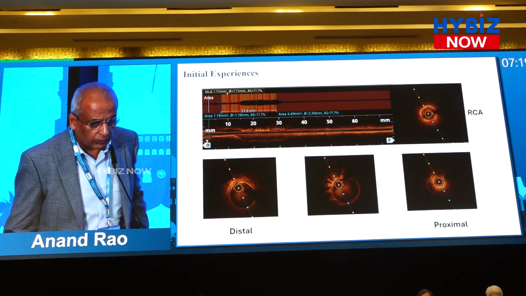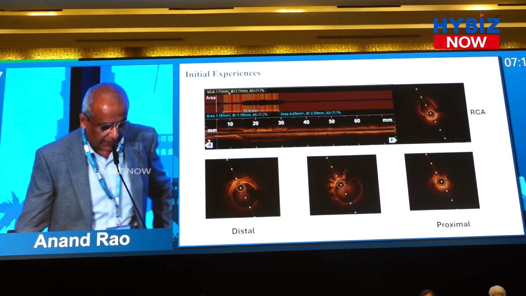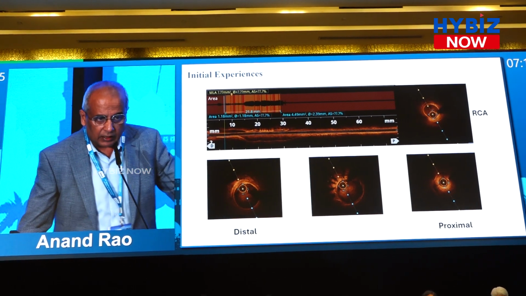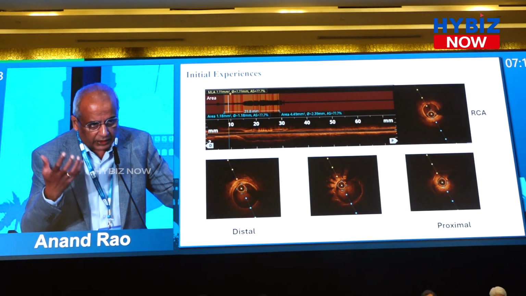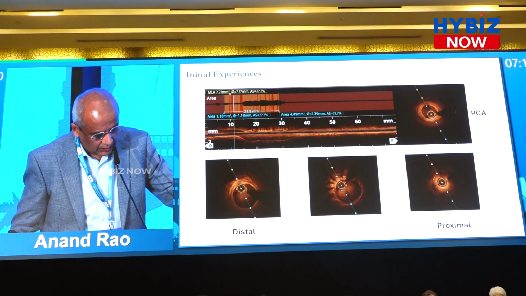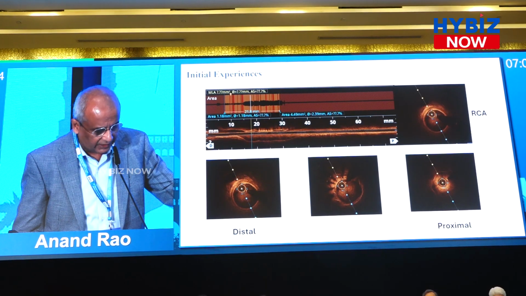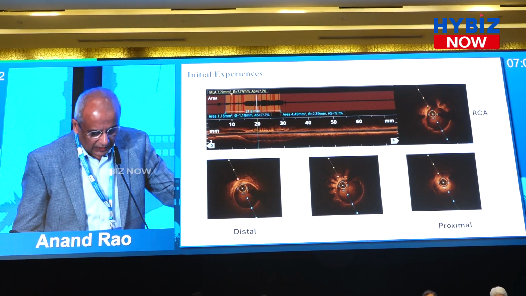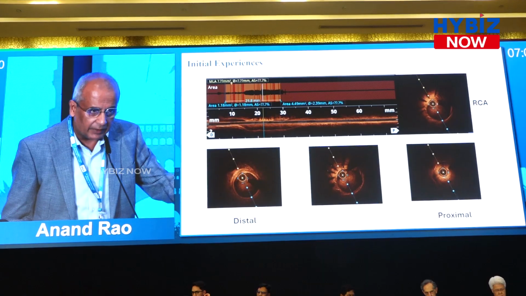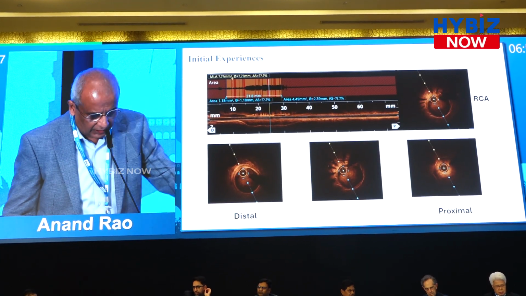When we started doing saline OCT a few years back, as you can see, we had no idea how much contrast to take, what force to inject, and all those things. We were able to see the distal edges well, but in the middle panel, when it comes to the stent, it was all contaminated with blood, and the proximal was totally contaminated, and we were not able to see any part of it.